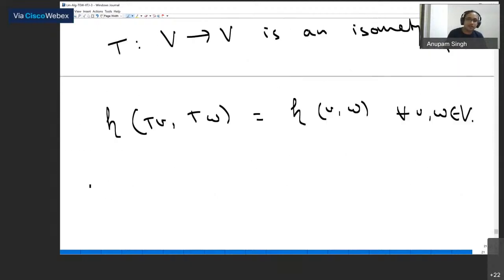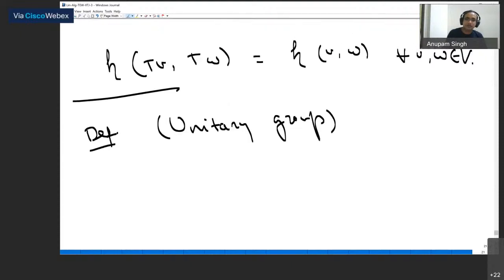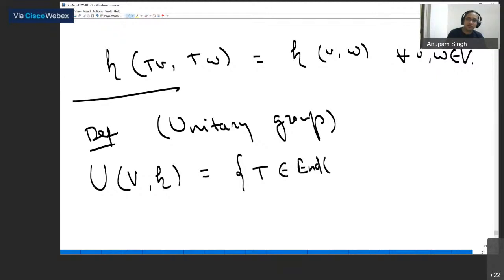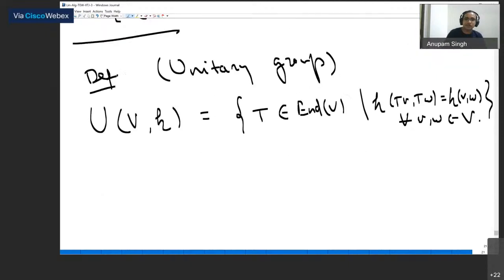And we can collect all isometries. So this is the definition of the unitary group. I'll denote it by U of V comma H, the set of all those endomorphisms which preserve the form H, that is, H of TV, TW is H of V, W for all V, W. So this is the unitary group.